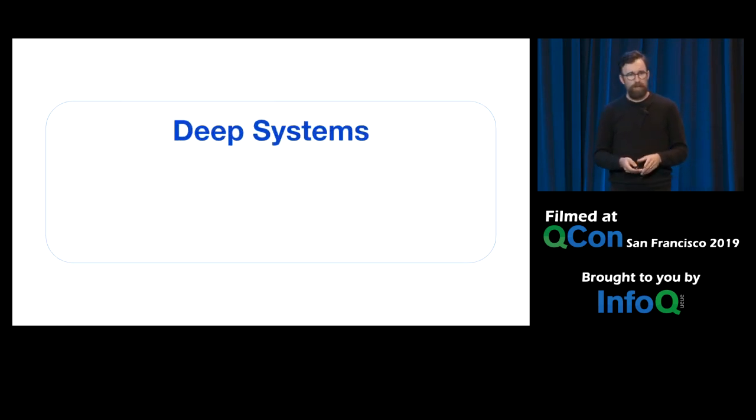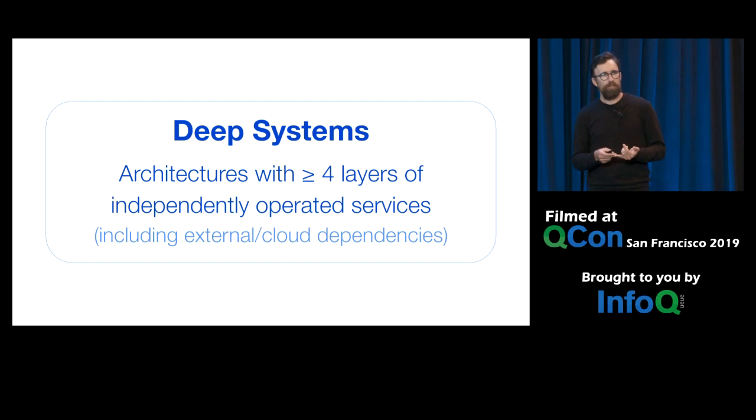And by deep system, I mean that the architectures have greater than or equal to 4 layers of independently operated services. Some of those will be in-house. Some of them will be managed services in the cloud, whether a managed open source service like a managed Kafka instance, or totally proprietary stuff like Cloud Spanner or DynamoDB or whatever. They're all independently operated services.